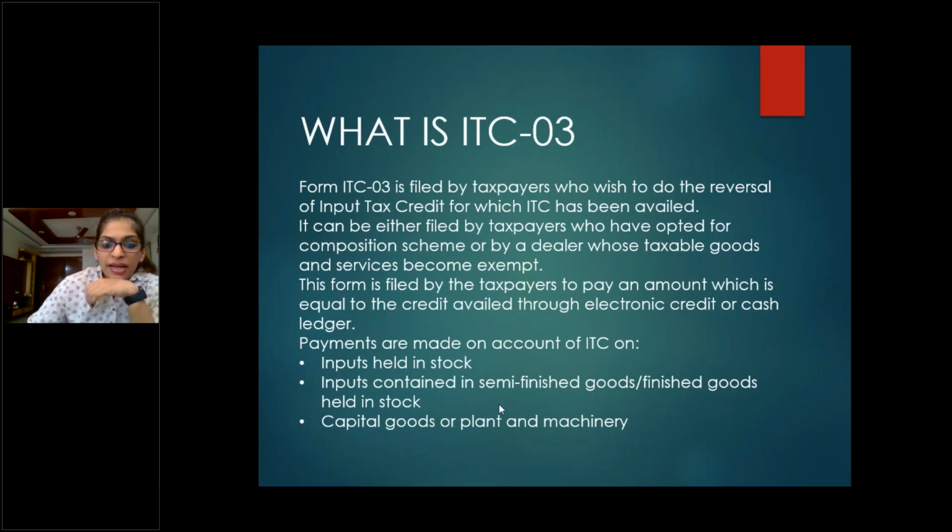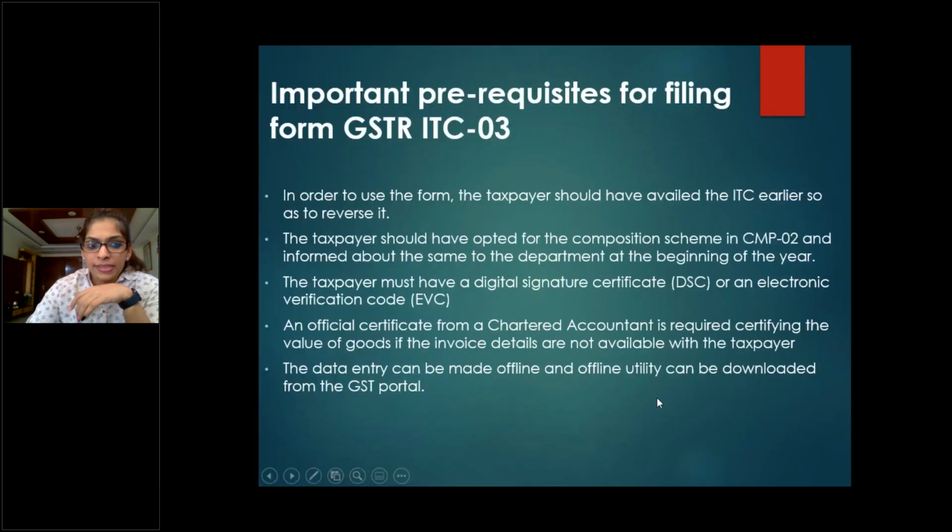Okay, on these three items, stock, semi-finished goods, finished goods, and the capital goods, you will be reversing your ITC. The prerequisites are the same. First, you should have availed the ITC. If you have not availed the ITC, then there is nothing to reverse. Second, for a composition dealer, you must be registered in the composition scheme. You must have opted for the composition scheme, and only then will you reverse it and file the ITC 03.